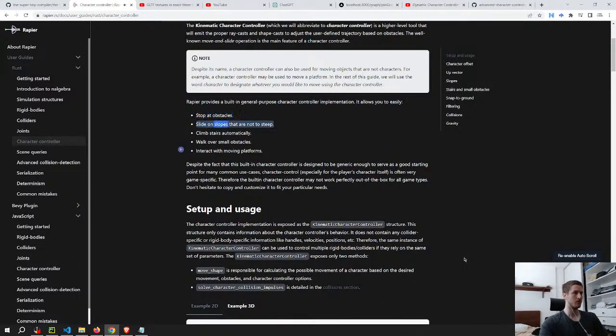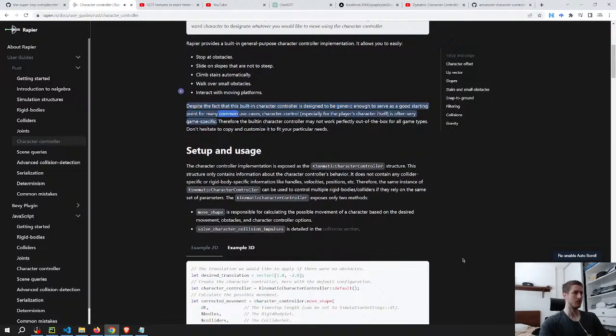It allows you to easily stop at obstacles, slide on slopes that are not too steep, climb stairs automatically, walk over small obstacles, and interact with moving platforms. Despite the fact that this built-in character controller is designed to be generic enough to serve as a good starting point for many common use cases, character control, especially for the player's character itself, is often very game specific. Therefore, the built-in character controller may not work perfectly out of the box for all game types. Don't hesitate to copy and customize it to fit your particular needs.